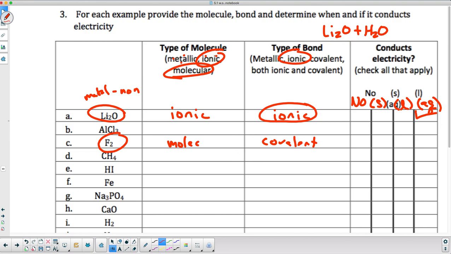My spelling is awful with this thing here. There we go. Molecular compound. If we have a molecular compound, it does not conduct electricity. Okay, it does not conduct electricity.